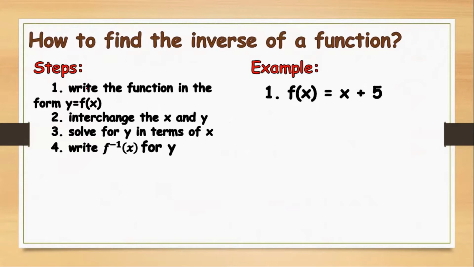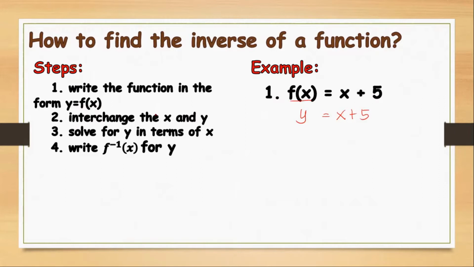So, we have here the steps. First is write the function in the form y equals f of x. So, we have here an example. Instead of writing this as f of x equals x plus 5, we can write this as y equals x plus 5. You have to change f of x into y.